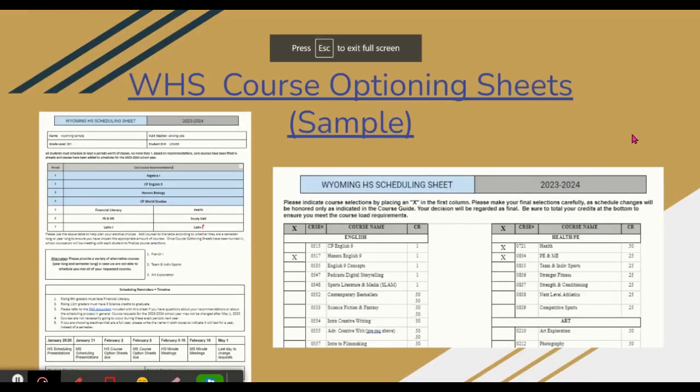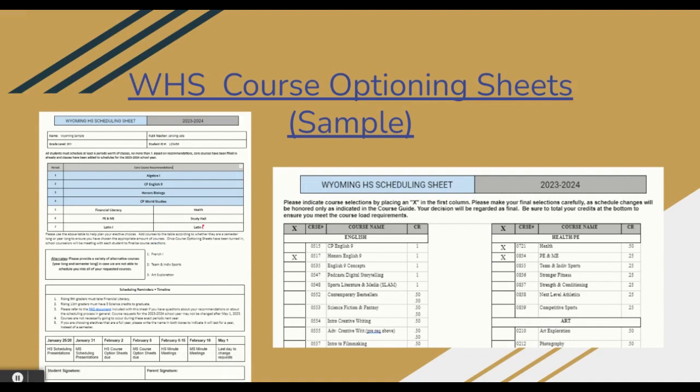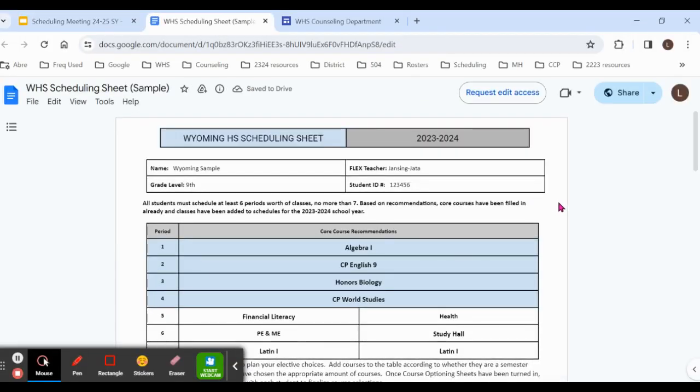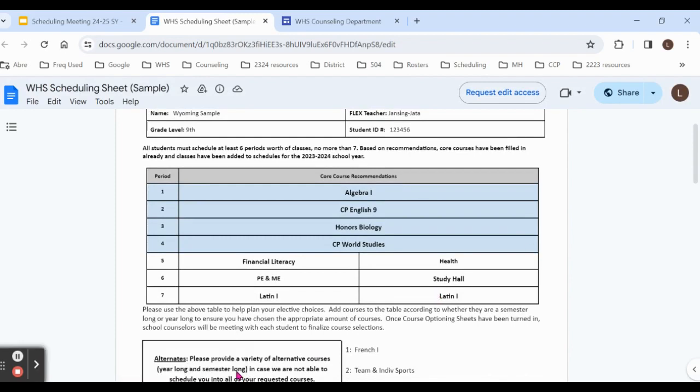Also available on our scheduling website are our course optioning sheets. Every student will receive an individualized optioning sheet for the courses their teachers are recommending them to take. In the blue sections, those are the required courses for each grade level. So this is an example for a ninth grade student. They are in a math, algebra 1, an English 9 course, a science course, and a world studies course.